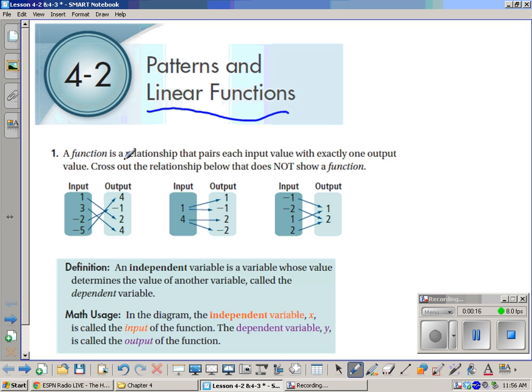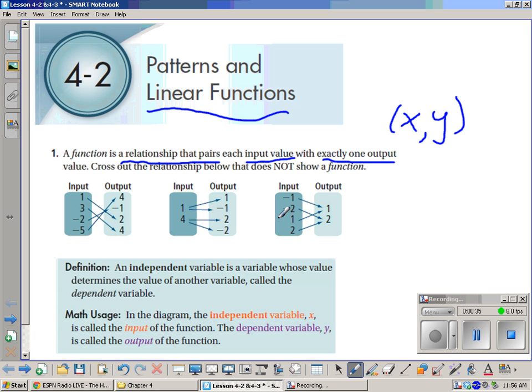A function is a relationship that pairs. So we're talking about ordered pairs here, and we've worked with ordered pairs. X comma y is considered an ordered pair. We put numbers in. And a function takes an input value and assigns it to exactly one output value.